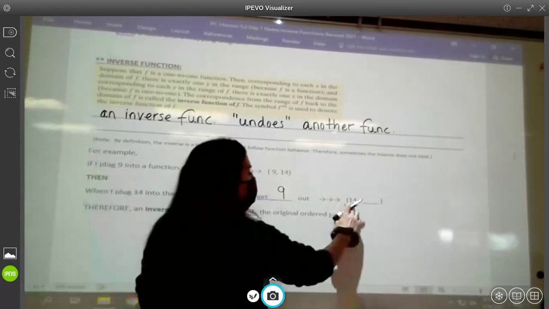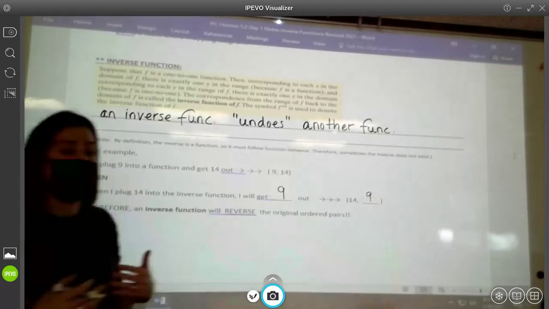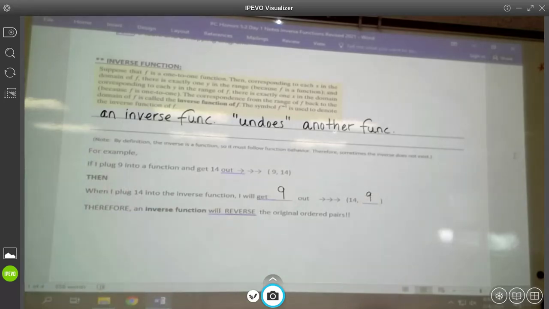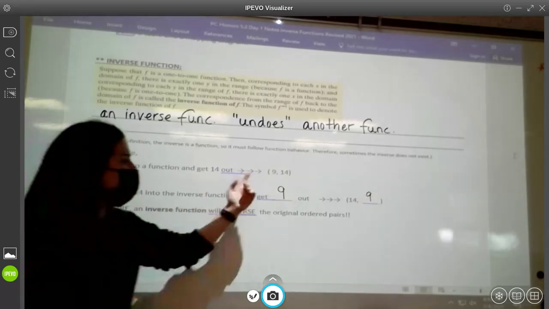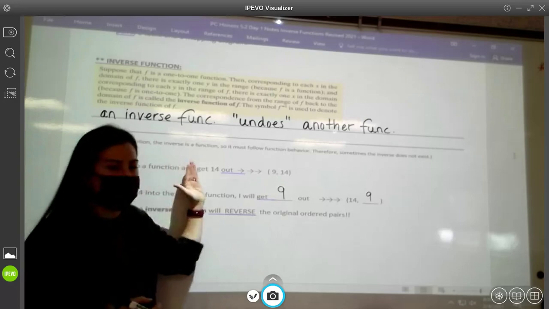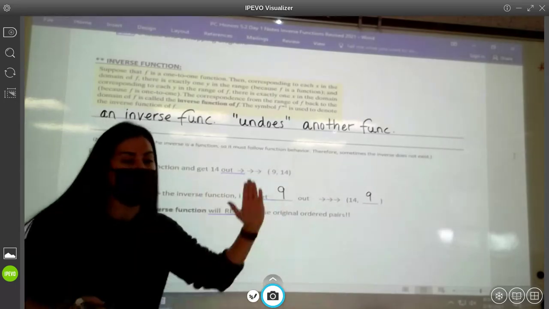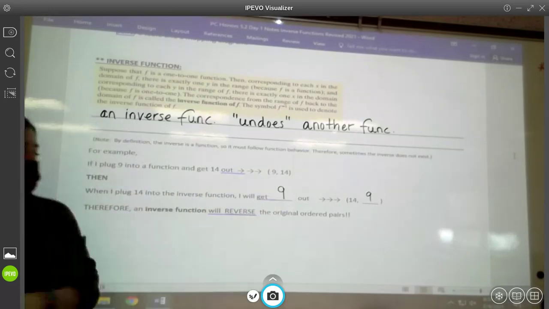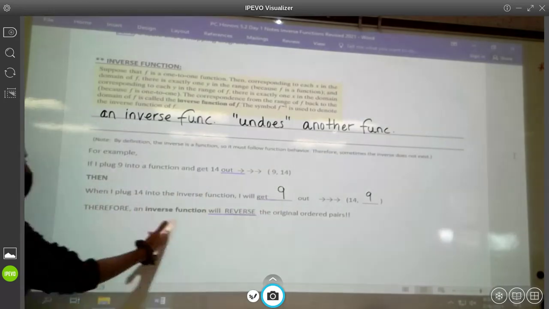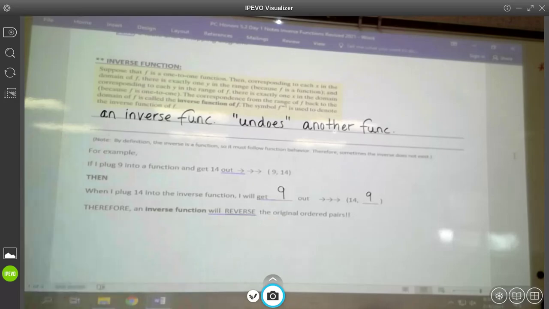So now the point (14, 9) would be on the graph of the inverse. So basically, (9, 14) was how the original function worked. (14, 9) is how the inverse is going to work. It's going to work the original function backwards. So in a nutshell, the inverse will reverse the original ordered pairs.